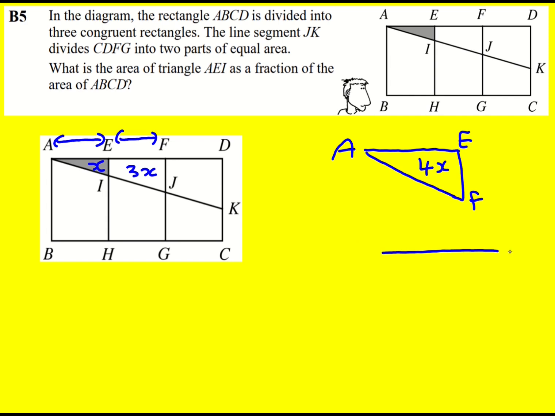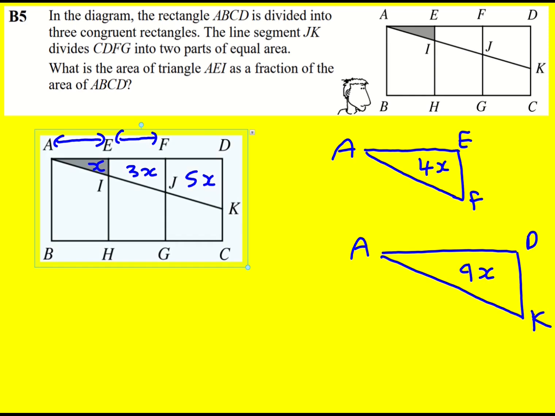And we can do exactly the same with the larger triangle, this time ADK, but AD is 3 times AE, which means that the area scale factor is 9, and the area is going to be 9x. So that means this is going to be 5x.